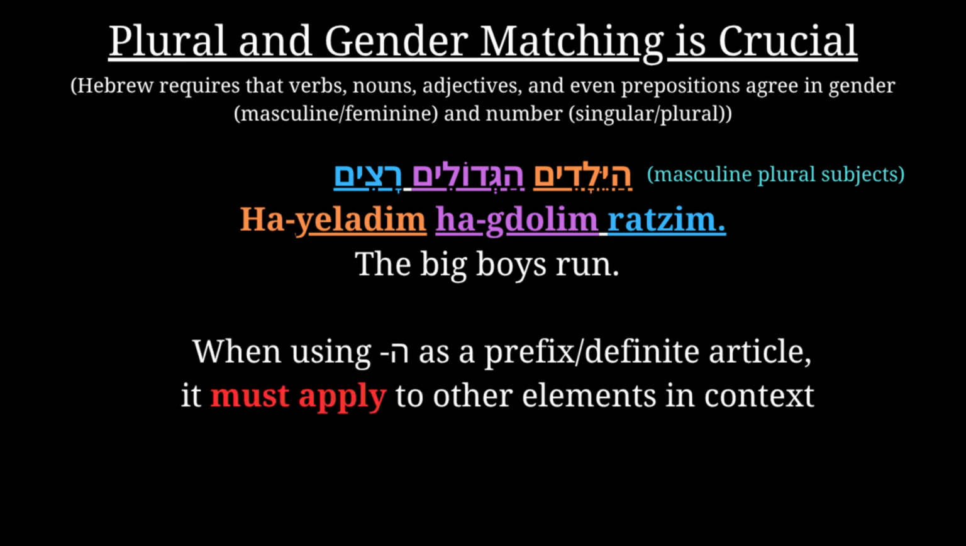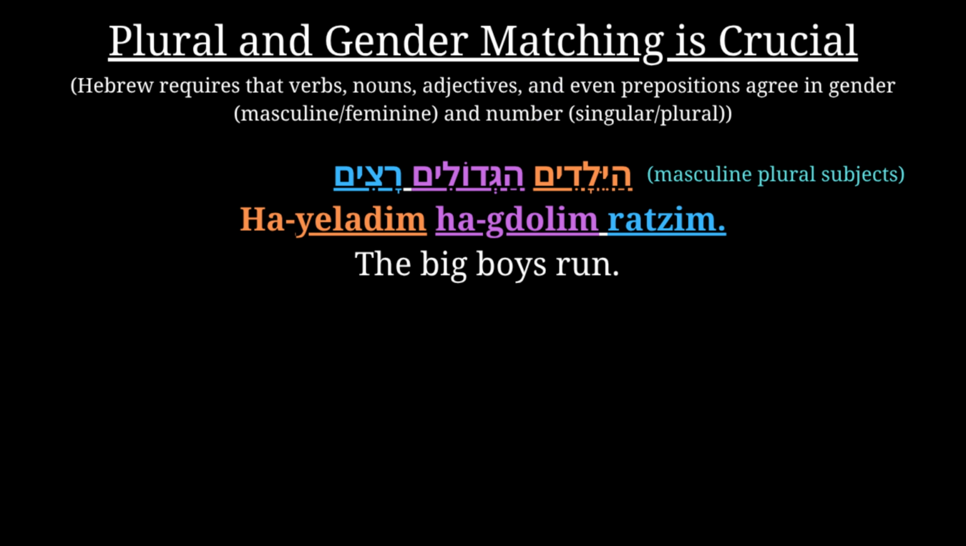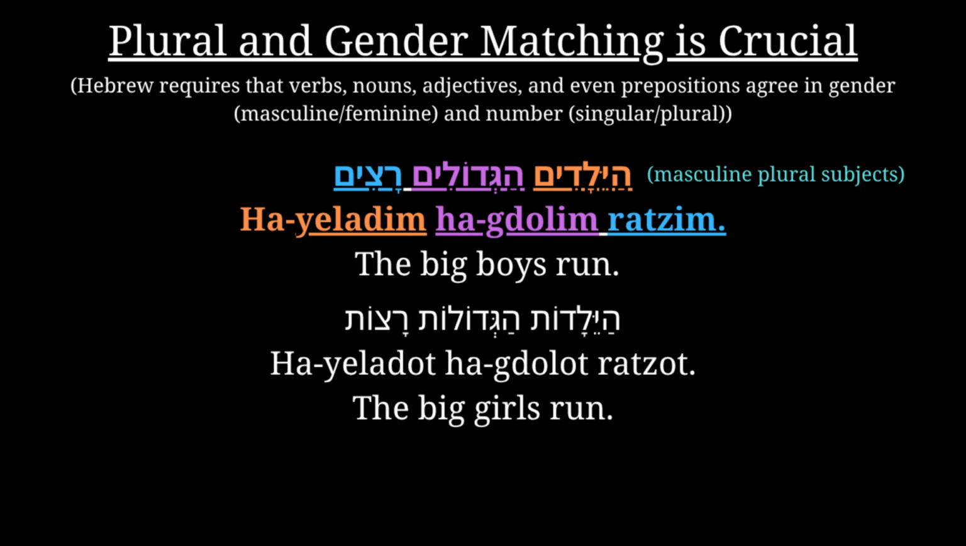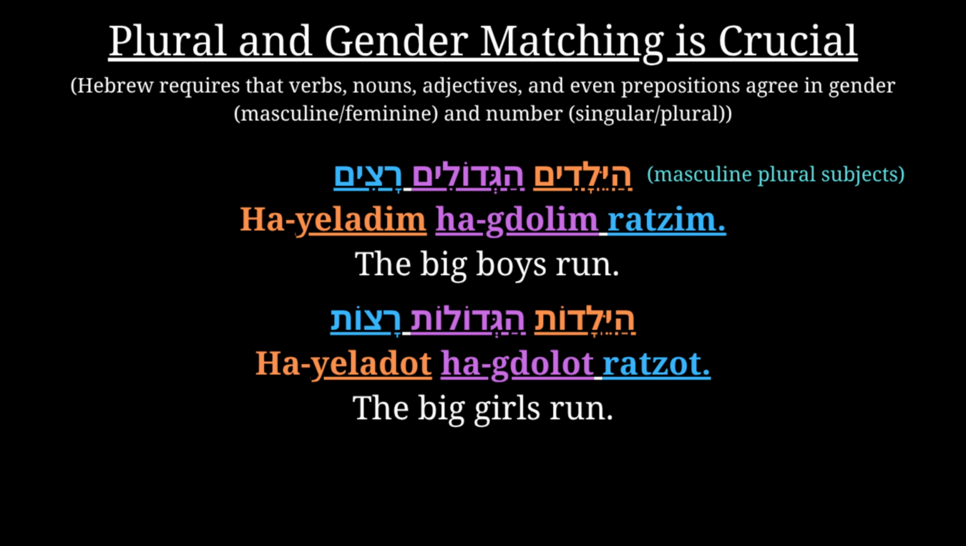Let's not forget that when using hey as a prefix and definite article, it must apply to other elements in context, like the adjective. If we take the sentence Hayeladim, Hagdolim, Ratzim, and make it feminine, then the entire context will change to fit the gender of the subjects in the phrase. So, it will be Hayeladot, הגדולות רצות. Now, the nouns in the sentence agree in gender, feminine, and number, plural, and we can even look at the ending of every word in the sentence. ילדות refers to feminine plural subjects, and even the adjective and verb conjugation also refer to it.